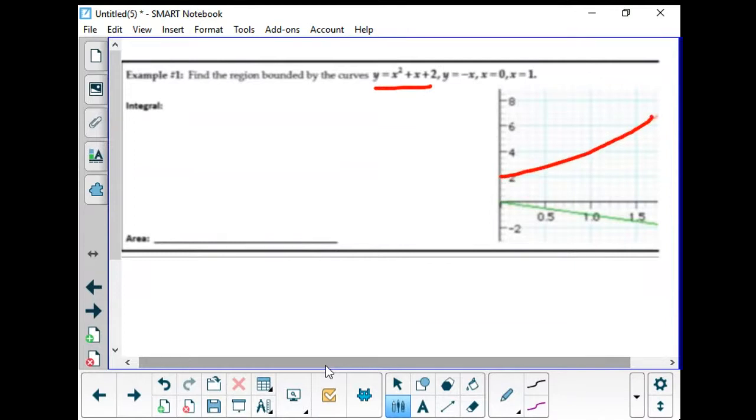It's a piece of a parabola, with a little bit of a curve. When x is 0, y is 2, so it crosses the y-axis at 2. That's a couple of ways we can identify that this is the x squared plus x plus 2 curve, and that this guy is the y equals negative x curve. This problem is going to ask us to calculate the area between these two curves from x equals 0 to x equals 1.